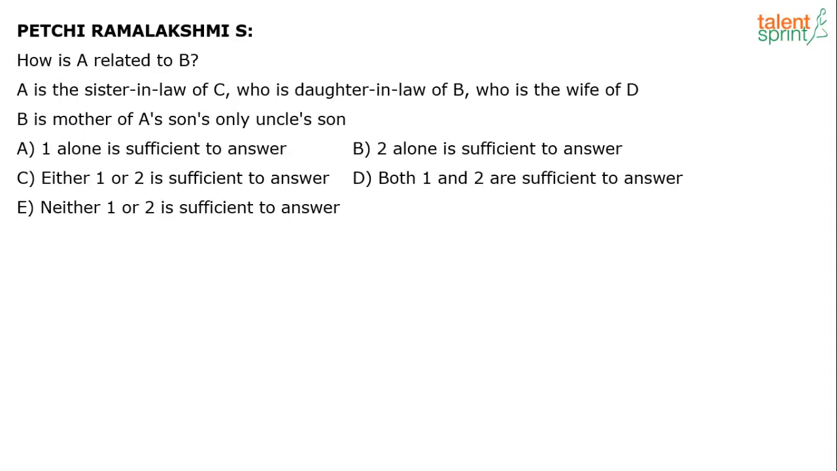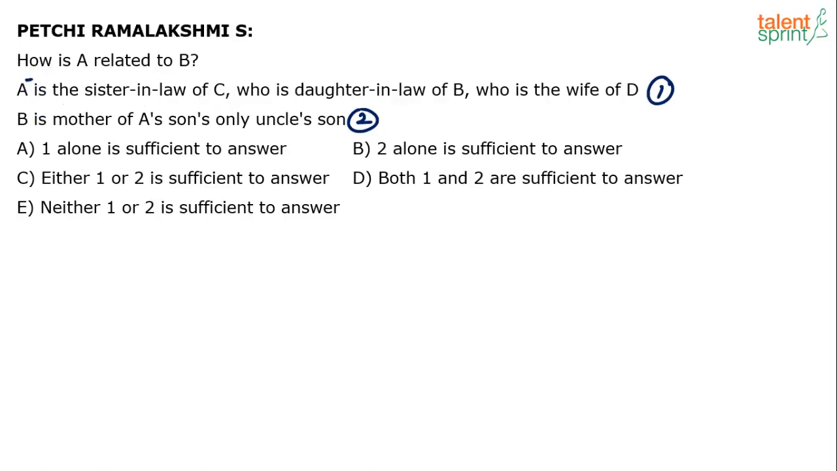So let's start with statement 1 first. This is statement 1 and this is statement 2. So let's draw the family tree for statement 1. A is the sister-in-law of C. Now this is where I actually get confused. When you say A is the sister-in-law of C, what do we take? A is definitely a female person, that's for sure.